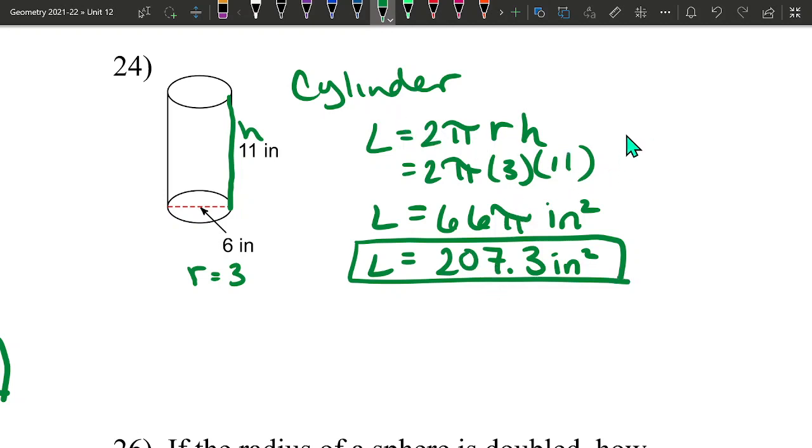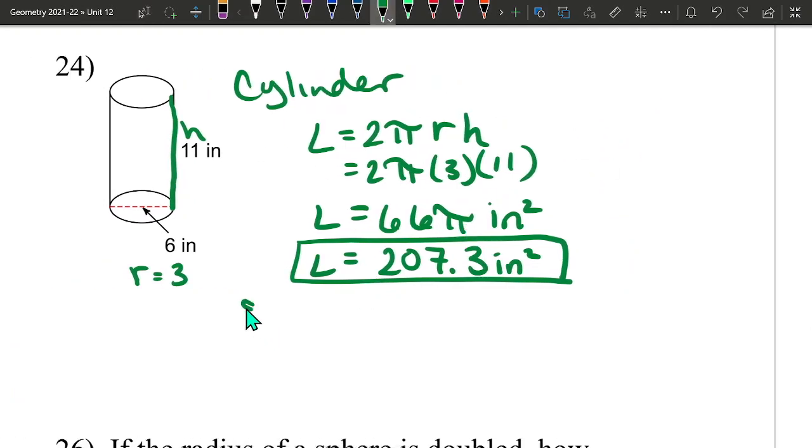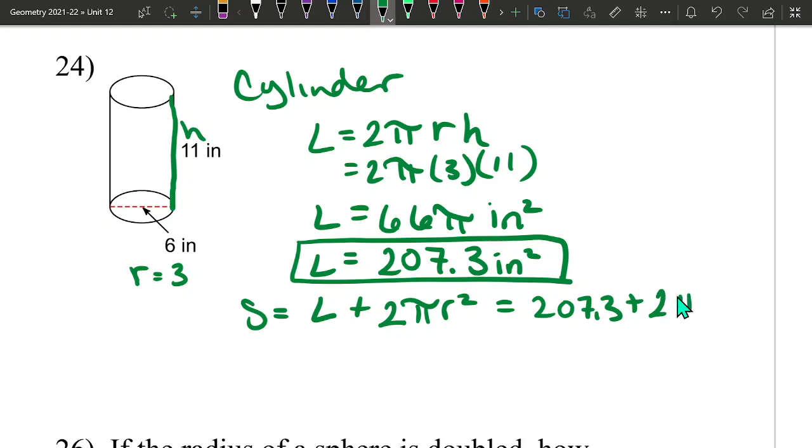And then we need the total surface area. So the total surface area of the cylinder is the lateral area plus 2 times the area of the base, because there's 2 bases, there's 2 circles. So 2 times pi r squared. I know L is 207.3 plus 2 times pi radius squared, and I know the radius. The radius, again, is 3.